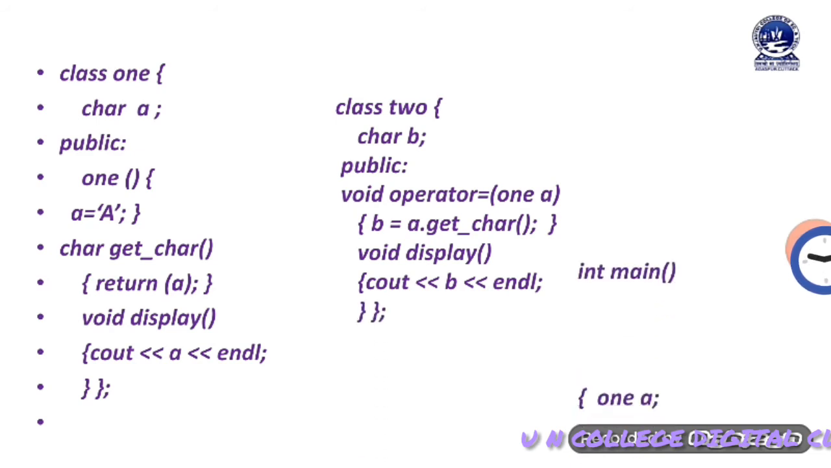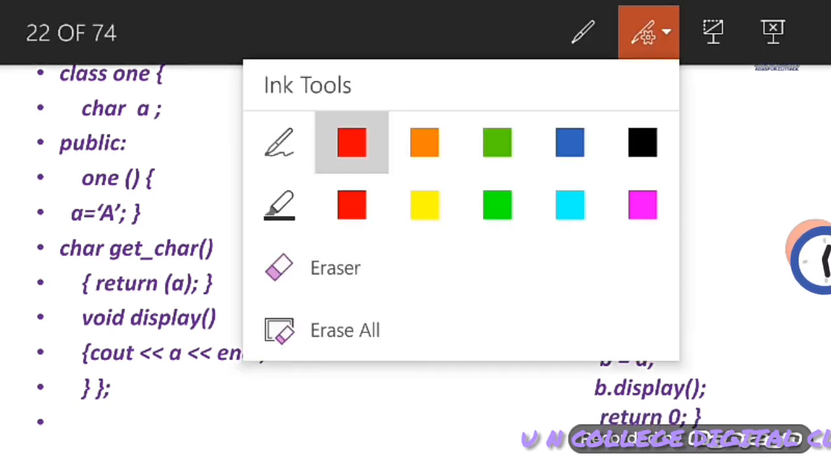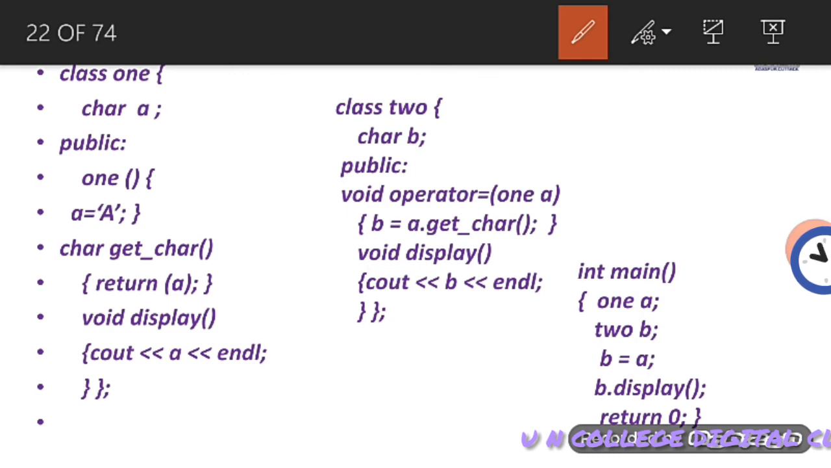Then in the int main method I have used one object of class 1, another object of class 2, then b equal to a, and here type conversion is performed, then b dot display. Let me use the pen here and I will explain. Here you can see that we have just created the object of class 1, this particular type of class, and then we are creating an object of class 2, this type of class, and these two are totally different.